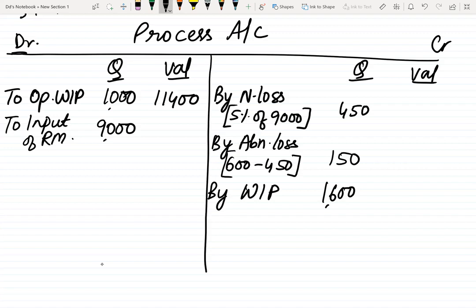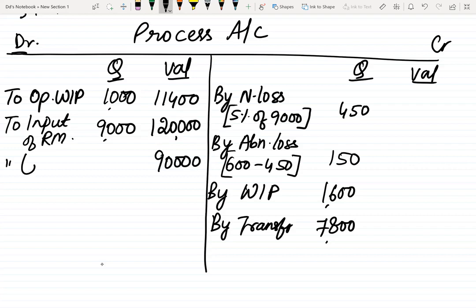7,800 units are transferred to the next process, so this is by transfer, 7,800. Cost incurred during the month is material 1,20,000, so take it here. Labor 90,000. Overhead 45,000. That's all. We have taken all the numbers.